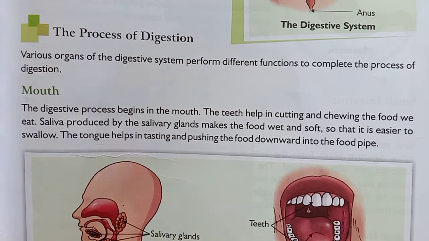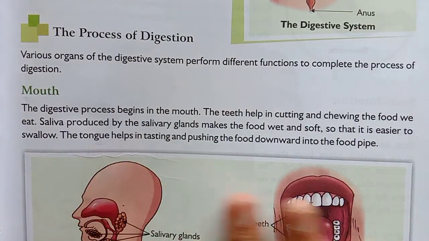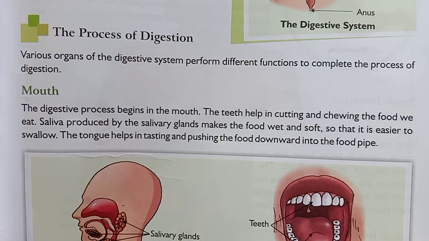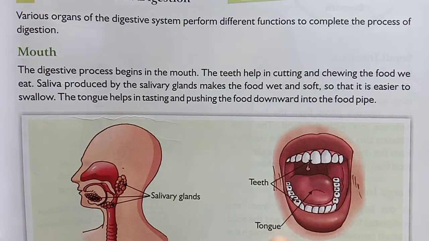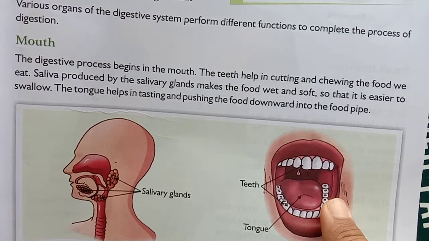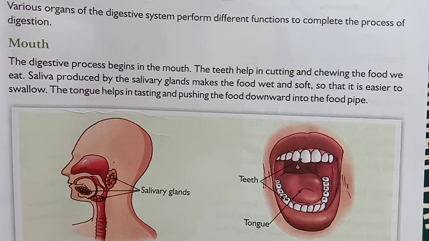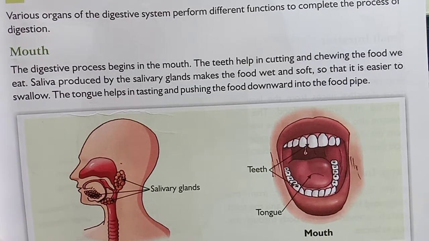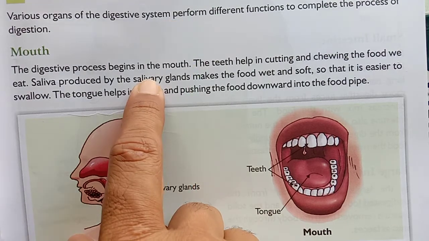Okay, let's think about the mouth. Already we are very familiar with the mouth, because what is there inside that? Teeth are there, tongue is there. So you can see here, teeth and tongue. Regarding this, I will explain to you. The digestive process begins in the mouth. It will start with the mouth.